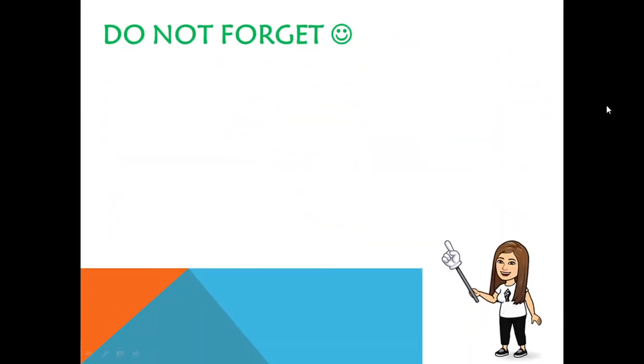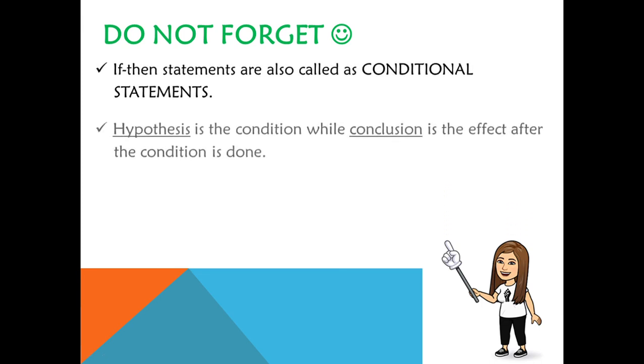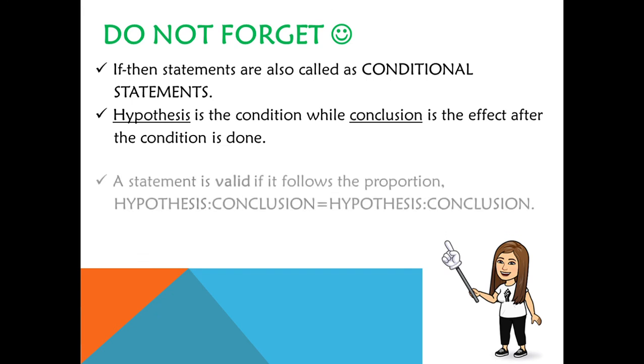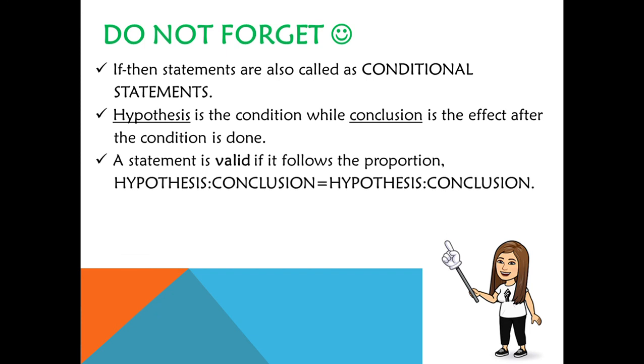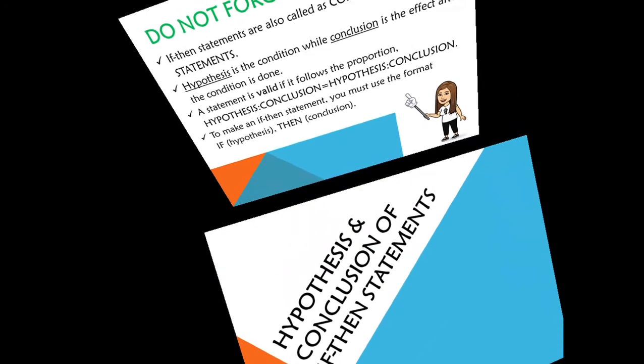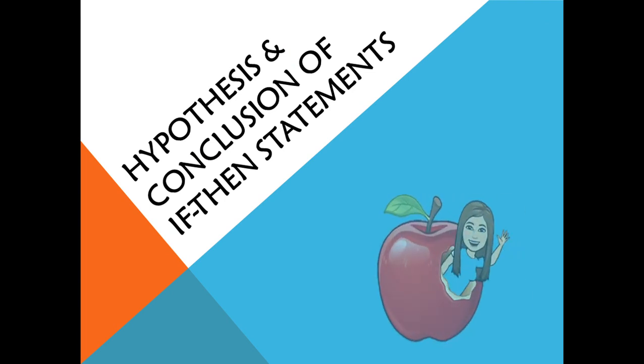To end this video, do not forget if-then statements are also called as conditional statements. Hypothesis is the condition while conclusion is the effect after the condition is done. A statement is valid if it follows the proportion hypothesis is to conclusion equals hypothesis is to conclusion. To make an if-then statement, you must use the format if followed by the hypothesis, then followed by the conclusion. So this ends my presentation for today, hypothesis and conclusion of if-then statements.